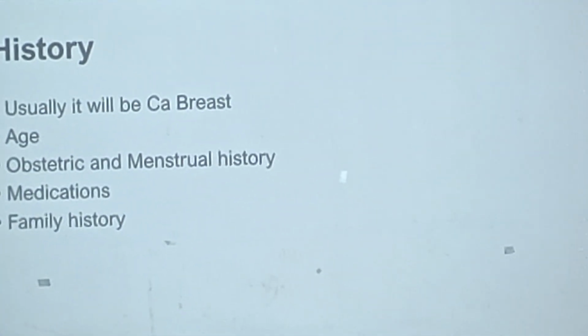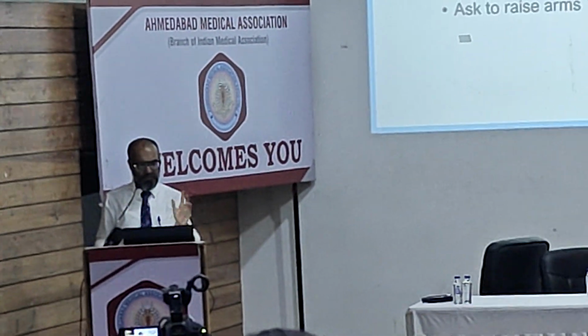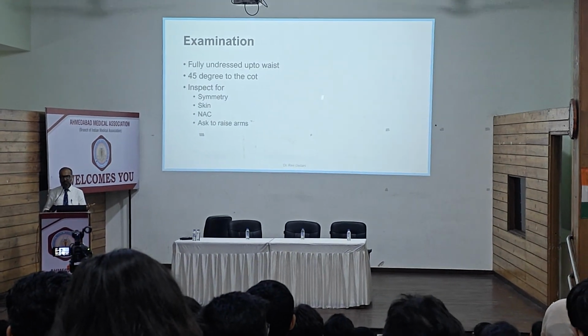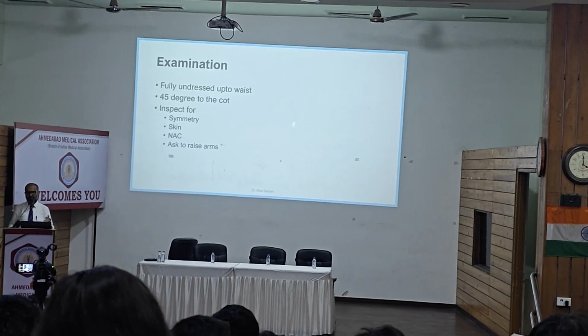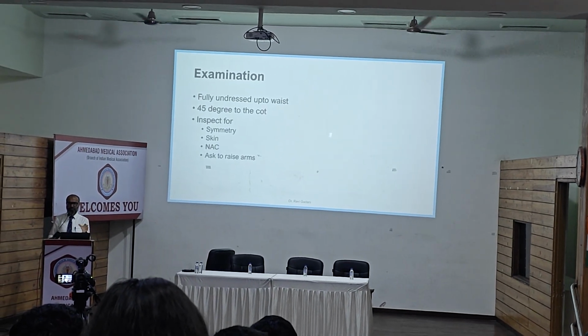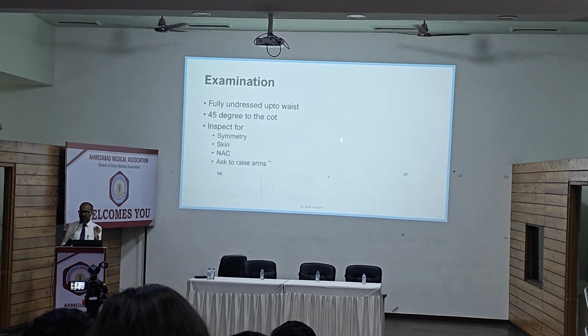Medication, oral contraceptives, etc., and family history in mother and sister. Examination is of course fully undressed up to the waist, at 45 degrees to the couch so that the breasts don't fall so far out that you are not able to palpate. Inspect for symmetry. I think examination points your textbooks would talk about better. But a lot of students forget one thing: do not forget describing the contralateral breast.